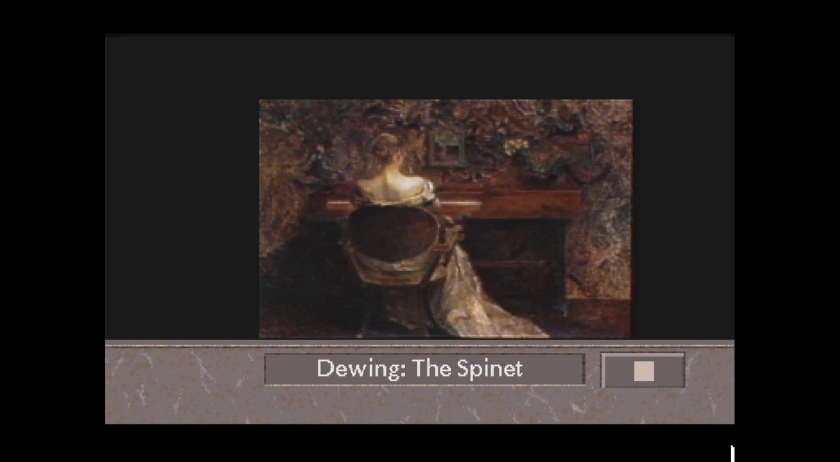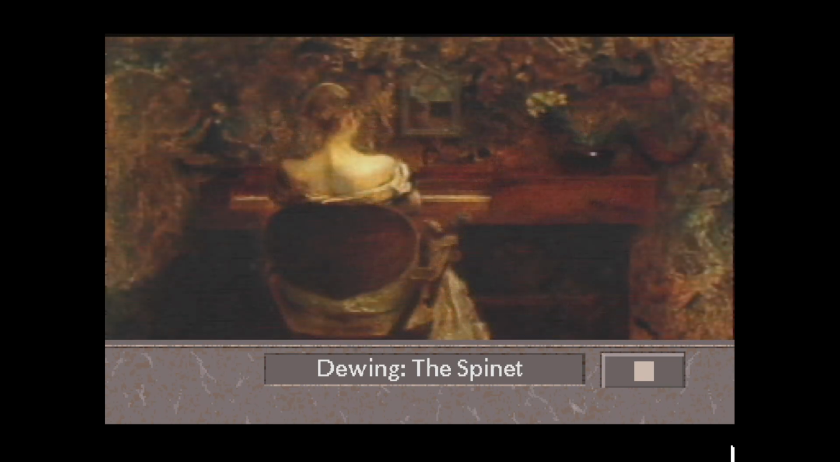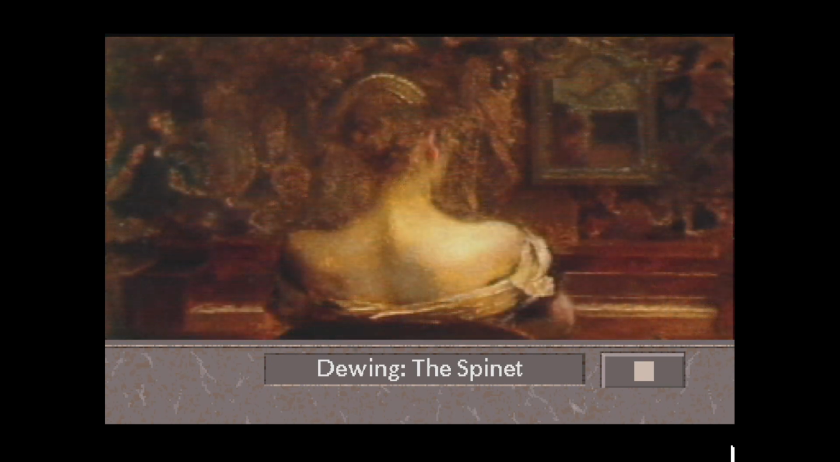Thomas Wilmer Dewing reflected a Victorian concept of women, mysteriously exciting but never obtrusive. The spinet, done on wood in 1902, only hints at a beauty that cannot be fully realized. That slender neck, those soft, bare shoulders are as elusive as her music.